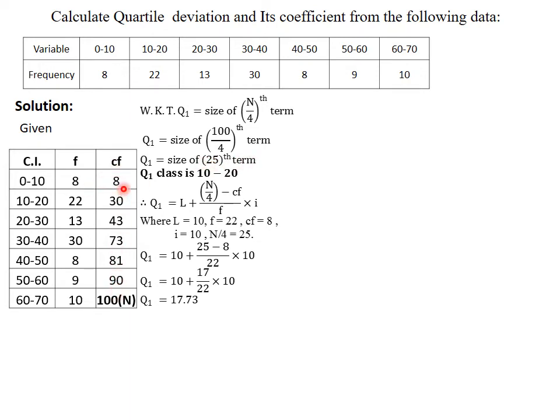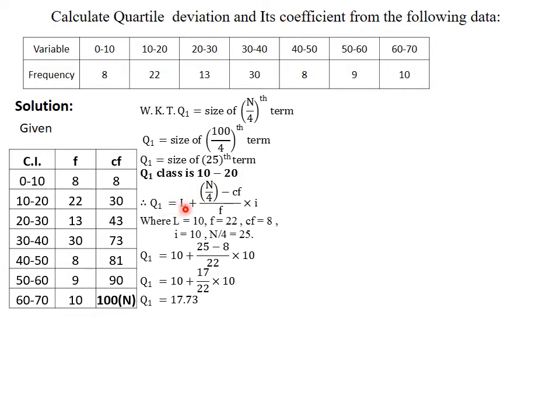So it is not there. Then we have to see the next highest value of 25. The next highest value of 25 is 30. So the corresponding class interval for 30 is 10 to 20. Therefore that is the Q1 class. So the Q1 class is equal to 10 to 20.